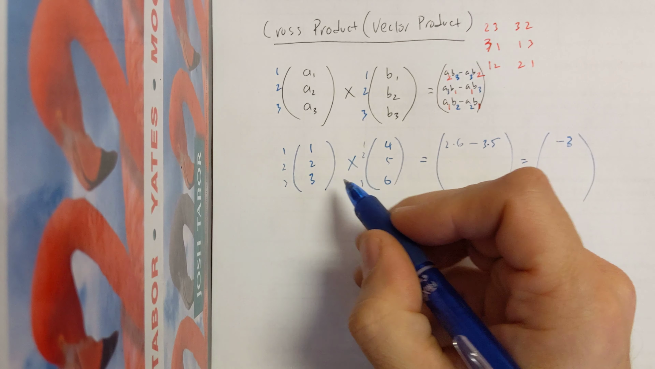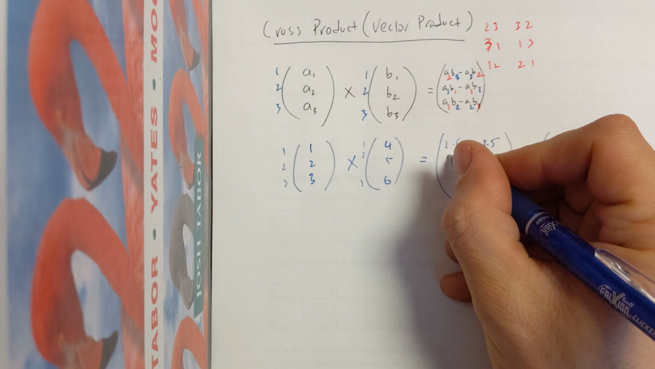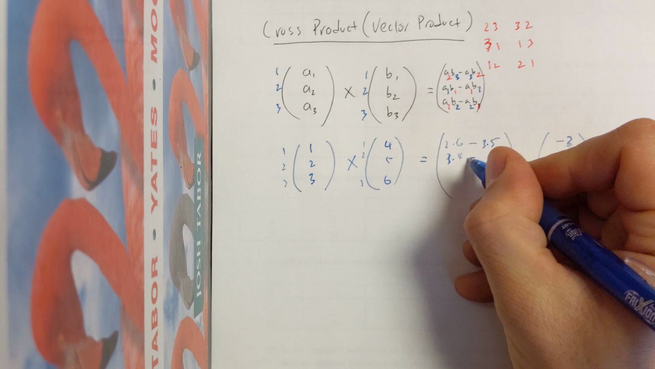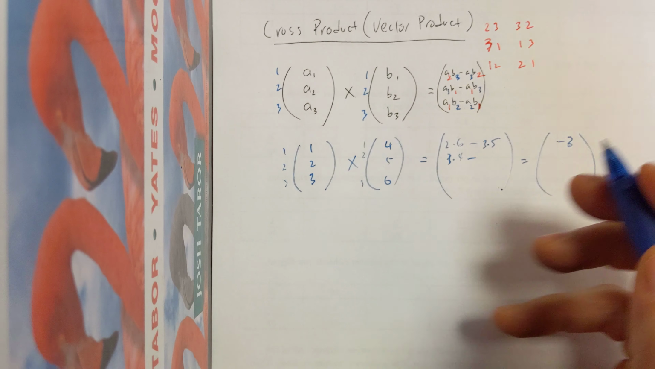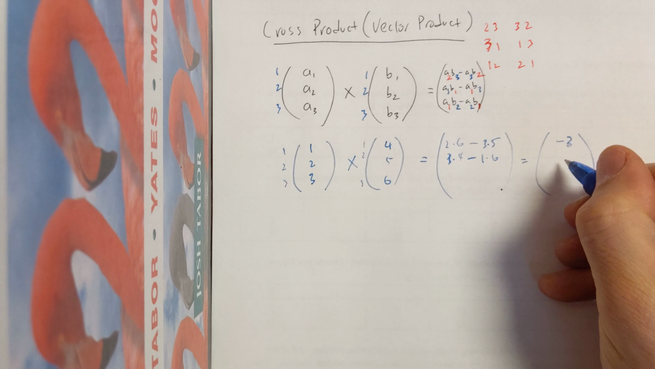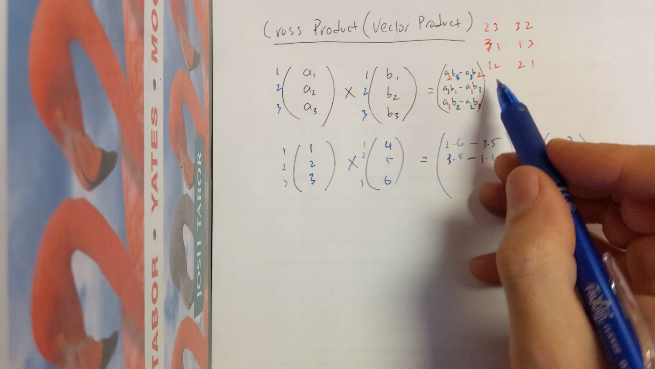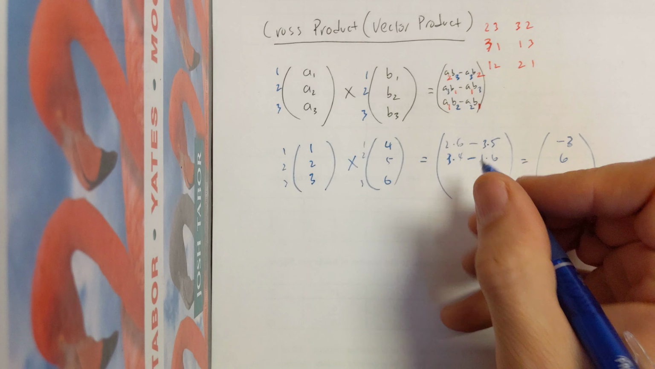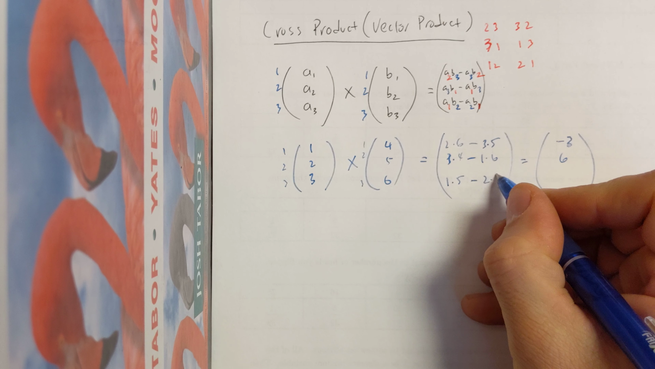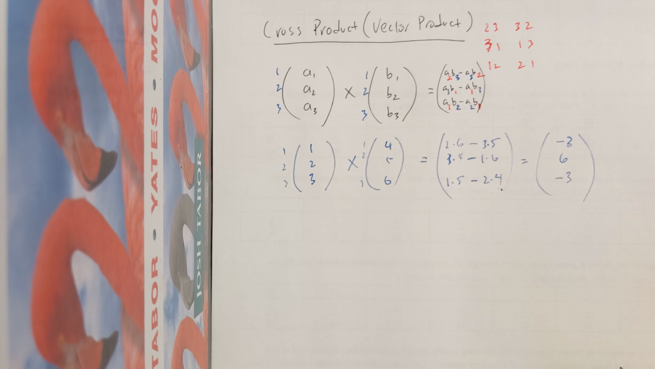And then I would do 3 times 4 minus 1 times 6. So that would be 12 minus 6, which is 6. And then we'll have 1 times 5 minus 2 times 4, so that would be 5 minus 8, which is negative 3 right there. All right, so there you go.